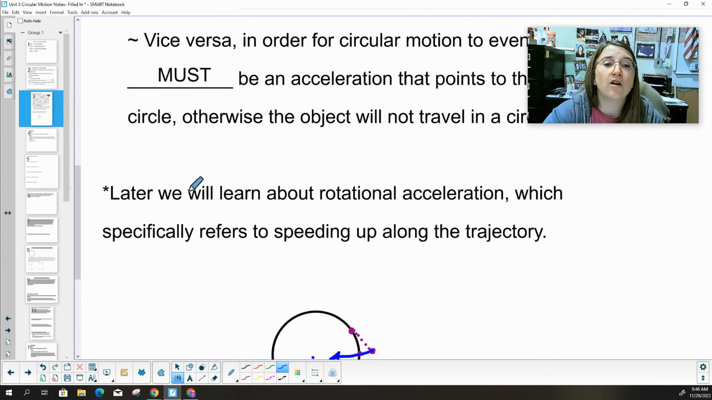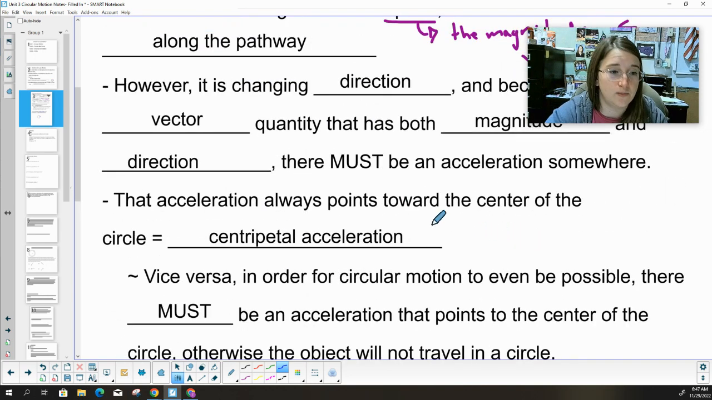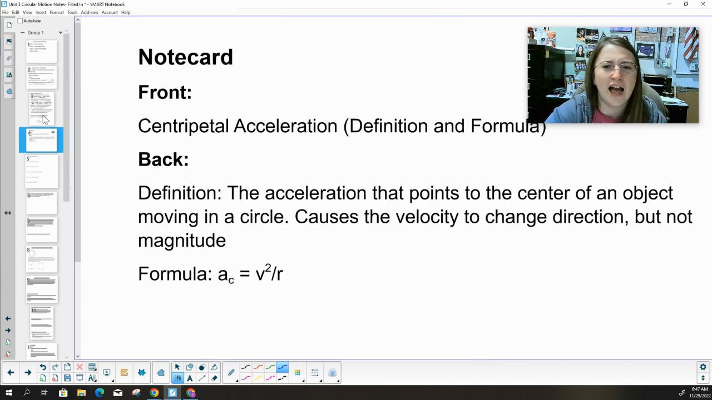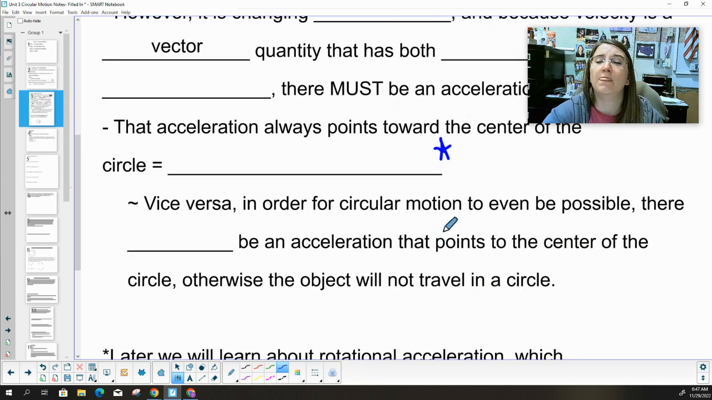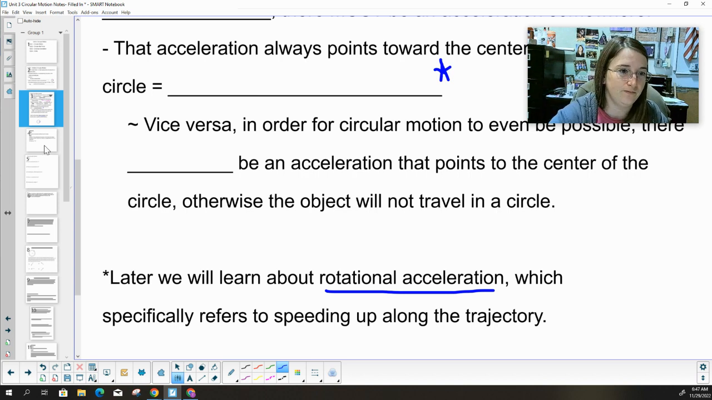Now, to be clear, later we will learn about rotational acceleration, which does specifically refer to speeding up along the trajectory. So if I have a slow circle going faster and faster, that's not what we're talking about in this unit. We are specifically talking about only centripetal acceleration, which does not cause the object to speed up. You want to make a note here. I kind of have it on the note card. So again, the important thing is centripetal acceleration does not cause the object to speed up. It only causes it to change direction.